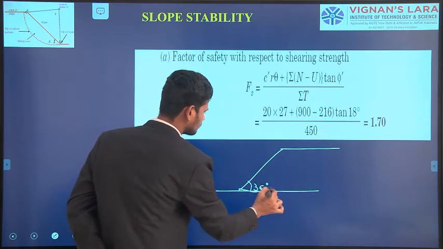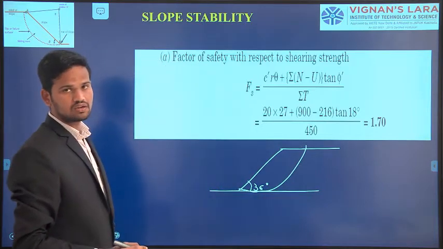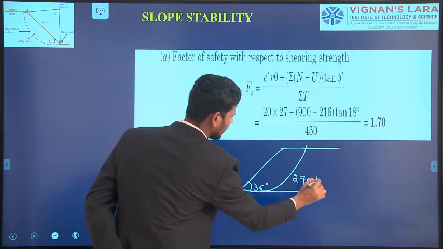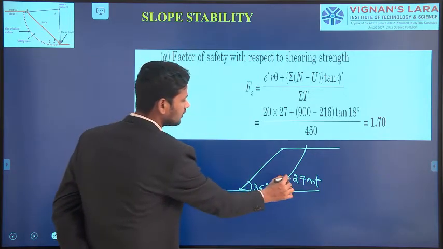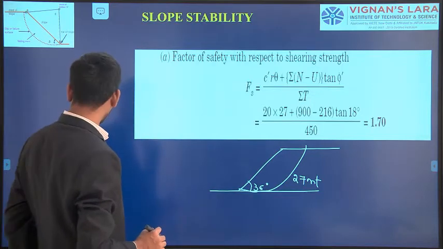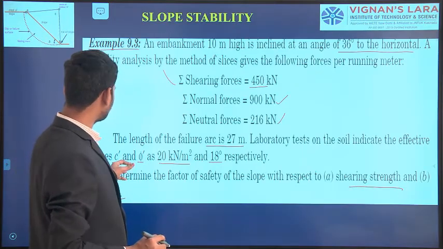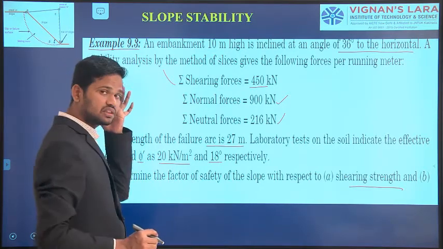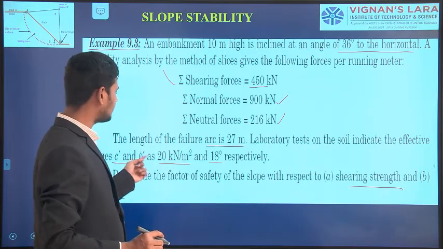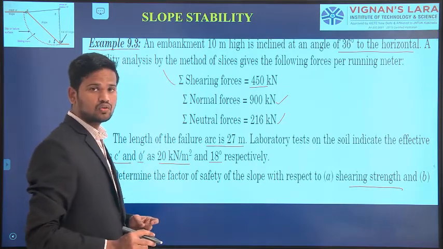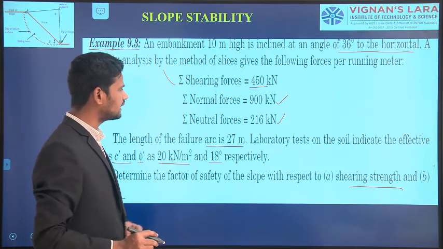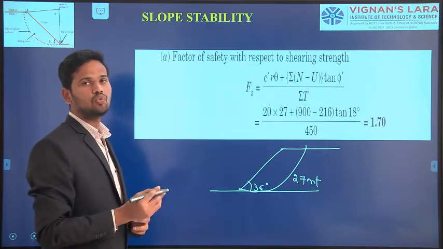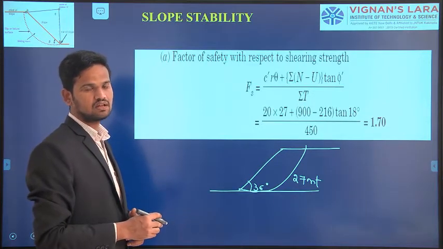In this problem, the length of the failure arc is given as 27 meters. The failure arc will be like this, and its length will be 27 meters. Again, they have given the experimental result values, cohesion and angle of intersection, in the problem. The cohesion value C and angle of intersection phi value are given as 20 kN per meter square and 18 degrees respectively. While writing in your examination, you should write all the parameters given in the problem.